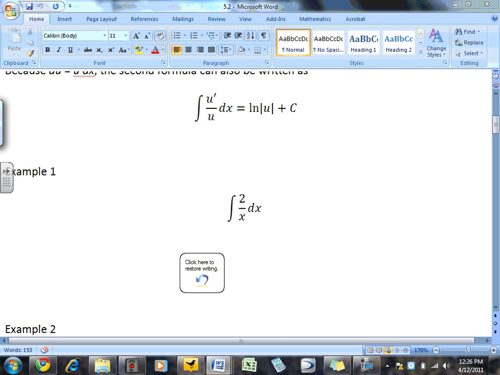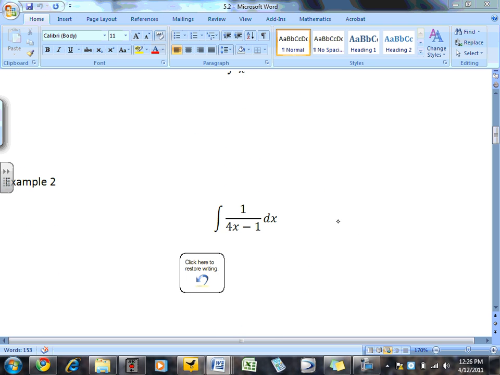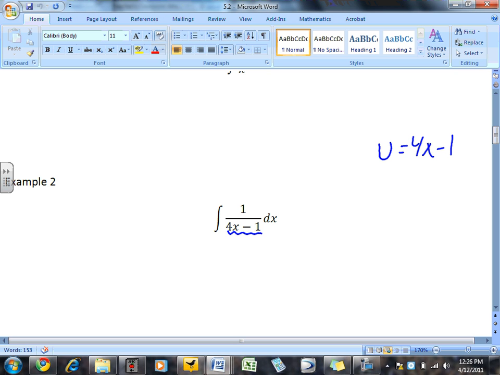All right. Another quick example, and we'll have a nice little short video here. So as you notice here, if I take the derivative of the bottom, I'm just going to get 4. Well, we can make this equal u, I guess. So u equals 4x minus 1. So what I can do is I can say that du equals 4 dx. So then dx equals du over 4.